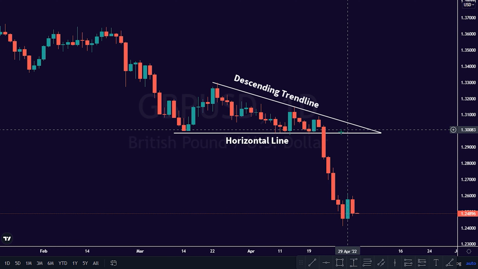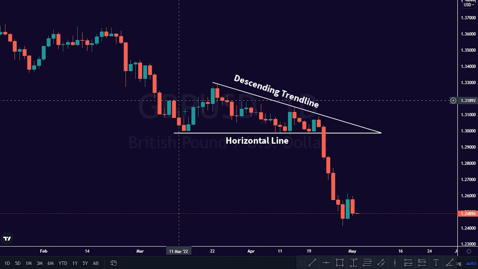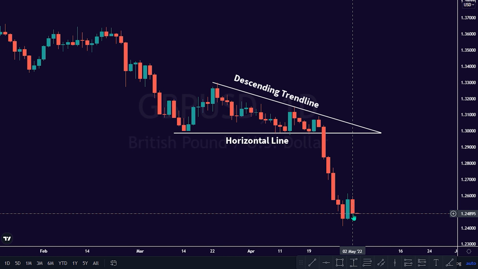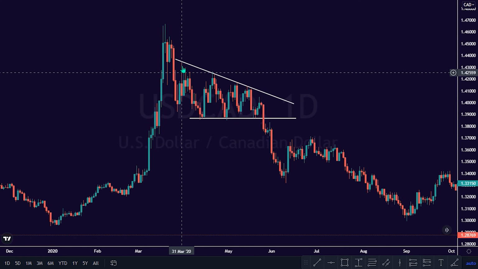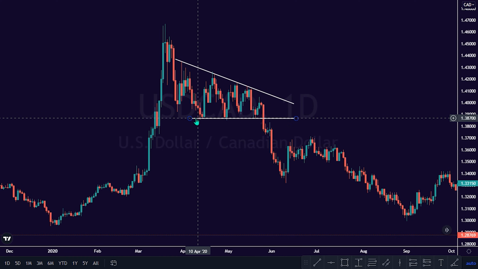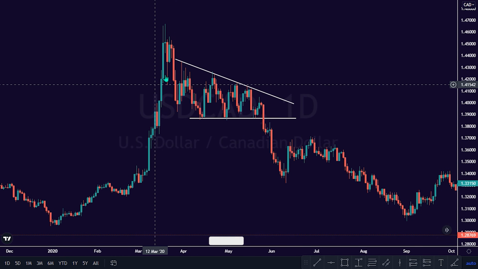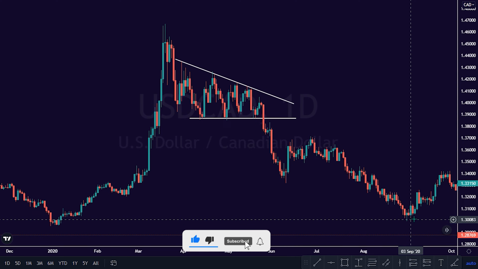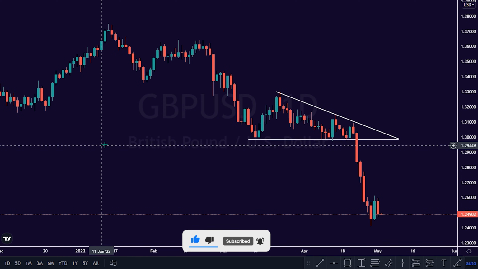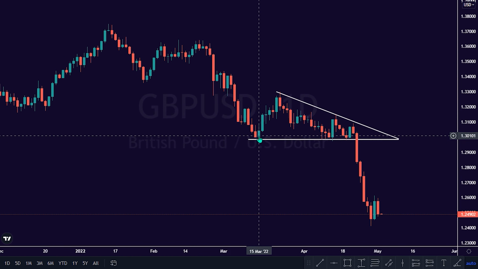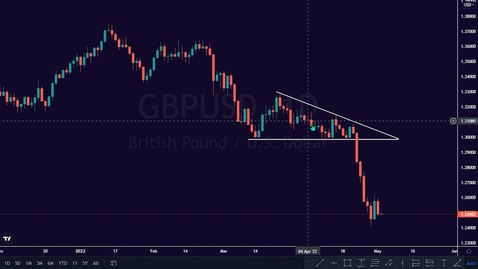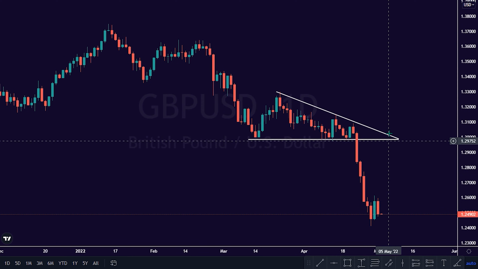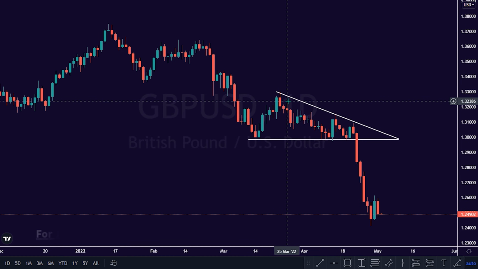Descending triangles can be used for the continuation and reversal of trends in the market. The descending triangles can be used as a reversal pattern in a bullish market into a bearish market. Let me show you how it can help to detect the continuation of a bearish trend before we proceed to the reversal approach in technical analysis.